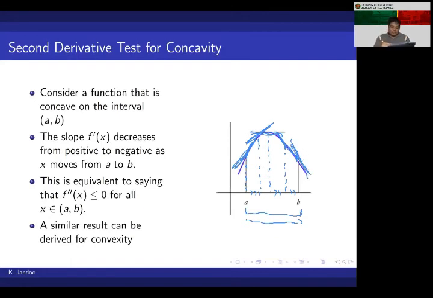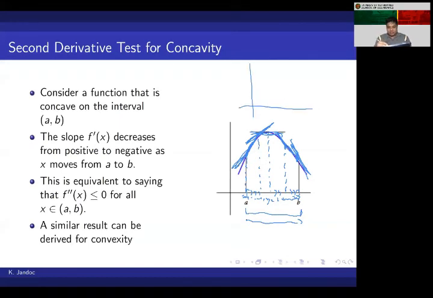So you start with something that's highly positive, then you decrease to 0, then you go to negative and very, very negative. So the slope of the tangent line decreases from positive to negative as x moves from A to B. This is equivalent to saying that the second derivative is less than or equal to 0 for all points x in this interval A to B. So that's for a concave function.